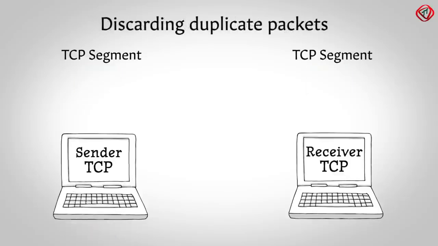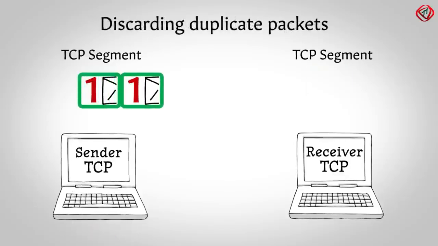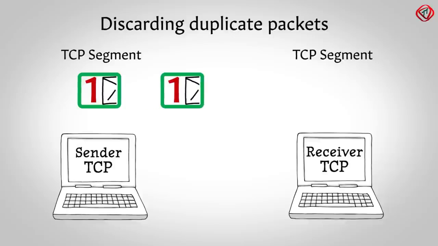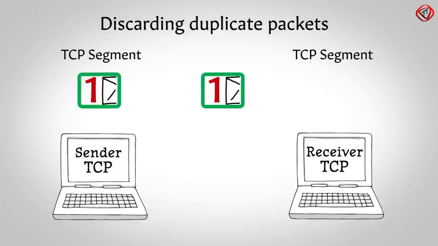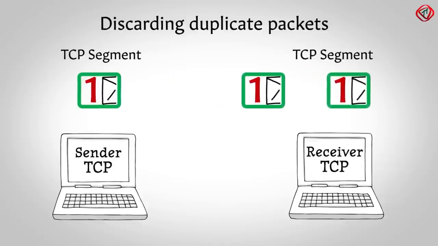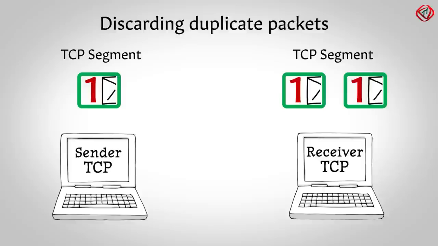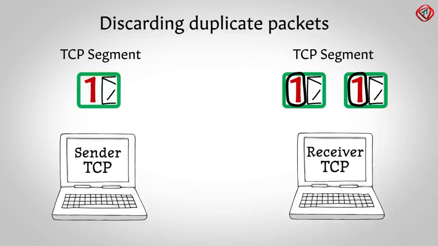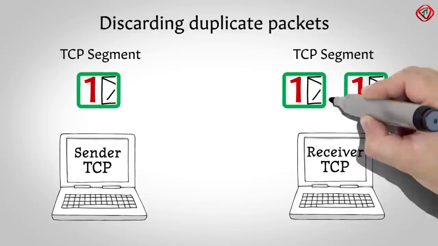Discarding duplicate segments. The TCP client retransmits segments that it determines to be lost. However, the receiver TCP may receive segments that were considered to be lost. As a result, the receiving end will have two or more copies of the same segment. In such cases, the unique sequence number in the TCP header of every segment helps to determine the duplicate segments, which are then discarded.